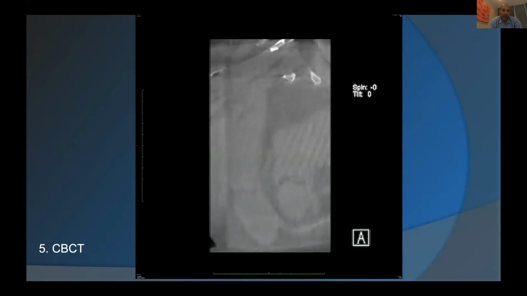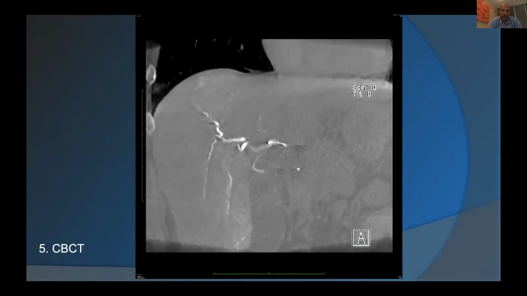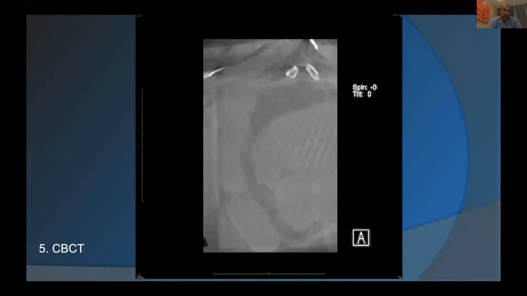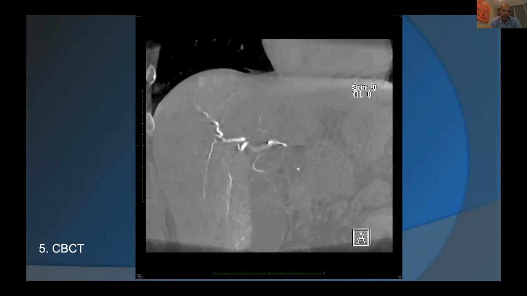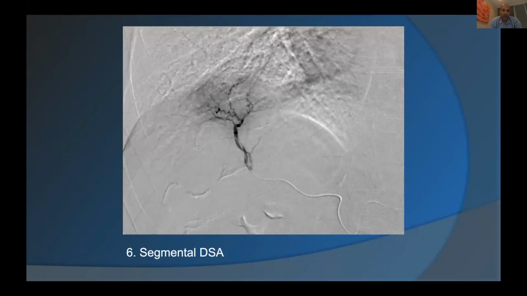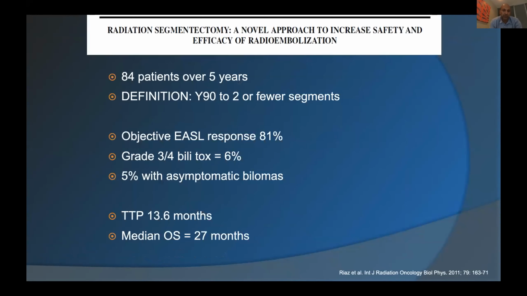I do a cone beam CT, and I hope the video is showing on Zoom, but there's a cone beam CT here, a coronal reformat, which shows that hypervascularity at the dome of the liver. And then the final step is to do a segmental catheterization and do your angiogram there to confirm that you're able to achieve catheterization of your target.